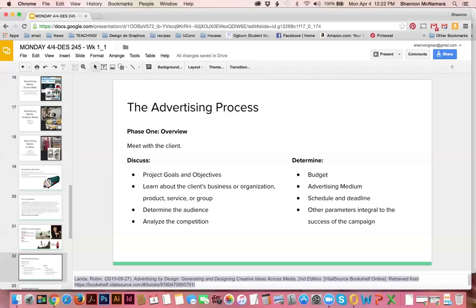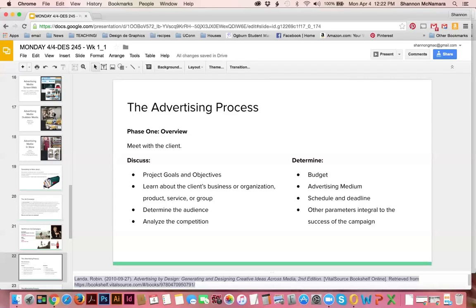During this phase, you will also usually determine what your budget is and what advertising medium you're going to use. Are you going to do TV ads? Are you going to do print? Are you going to do web? Is web going to be mobile, social media, YouTube? These are all things that you'll discuss during this phase. You're going to want to come up with a schedule and deadlines that both you and your client will adhere to.